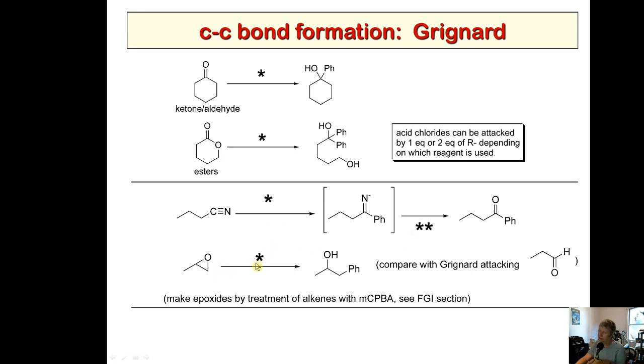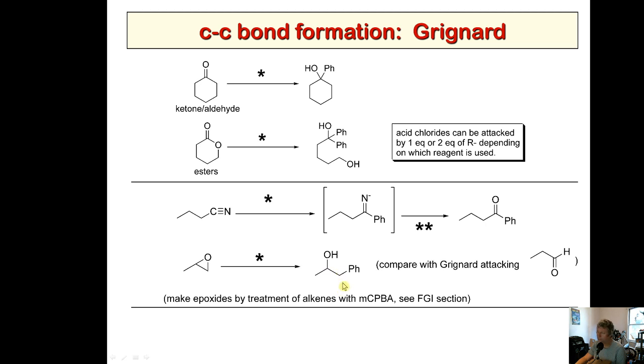epoxides react with Grignards, and they open up from the least hindered side. So they would attack from the right side. Phenyl MgBr would attack from the right side and give you this secondary alcohol. How would it be different if the Grignard attacked an aldehyde like this? It would give a product that looks like this, right? If the same Grignard, phenyl MgBr, attacked this aldehyde, it would attack from this right side, and the product would look the same as this, except the OH would be right there.